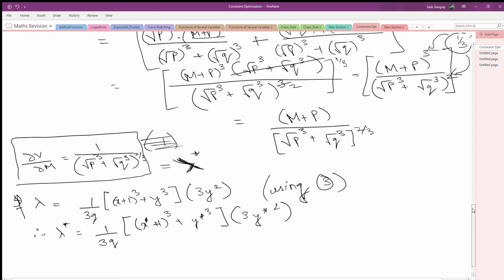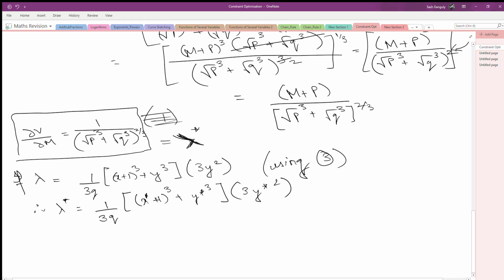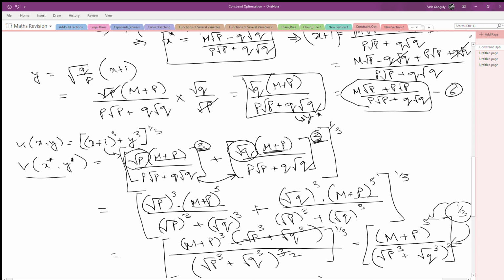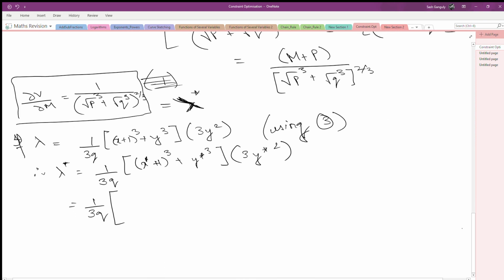Okay. Now x plus 1, x star plus 1 I already have, so I'll directly use that result. Let's have a look. It was root p common bracket m plus p, right? So root p common bracket m plus p upon p root p, I'm writing that as root p cube, plus q root q, I'm writing as root q cube, right? And the entire thing is cubed. That is my x star plus 1.